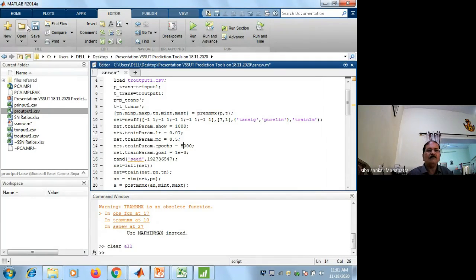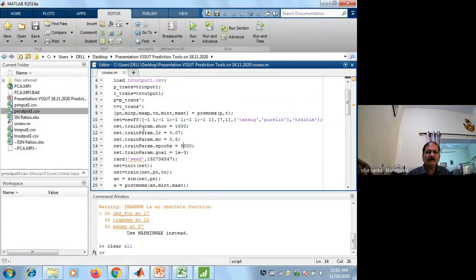Then we have given the goal, the error that is tolerable, that is 10 to the power minus 3, given as 1e-3. Now initially all the connection weights are randomly generated. So we take a seed value for the random number, and we have given a random seed here. From that seed the random numbers will be generated. Then net = init(net), that is for the initialization.